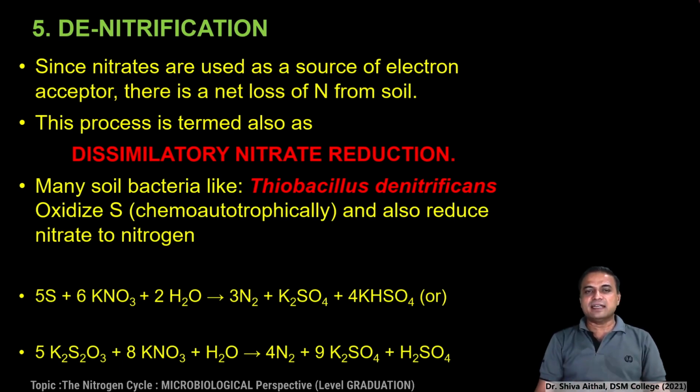Many soil bacteria like Thiobacillus denitrificans oxidize sulfur chemotropically, and they reduce nitrate to nitrogen. They are also sulfur oxidizers. That is one additional characteristic of this Thiobacillus species. So you can see this reaction, and ultimately nitrogen is given back to the atmosphere.